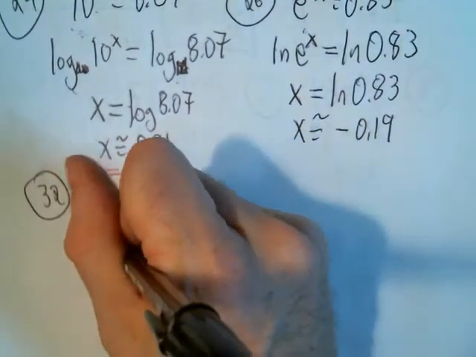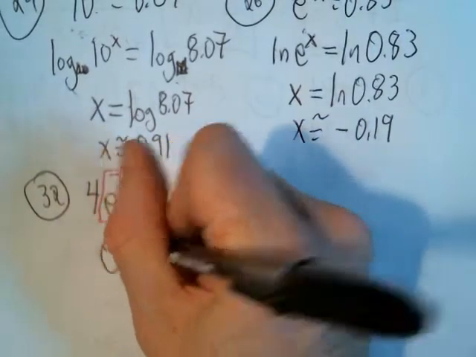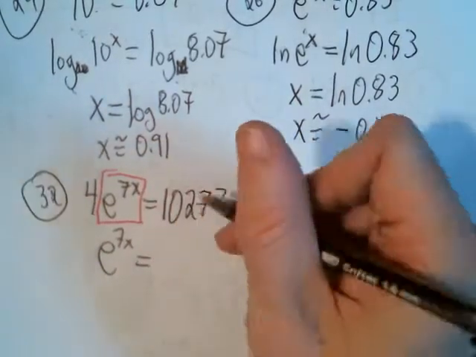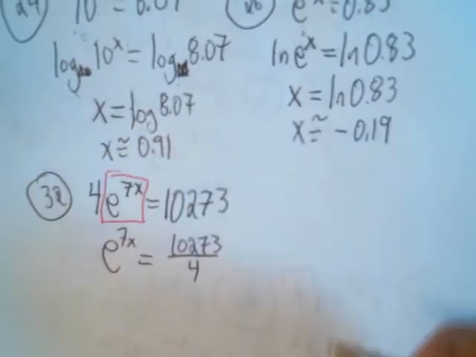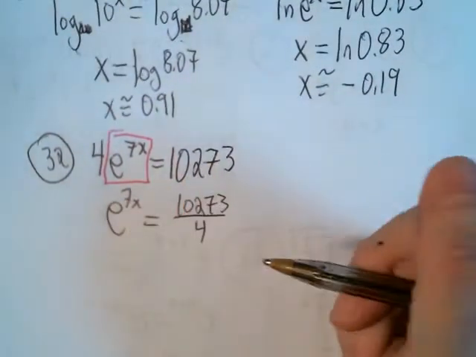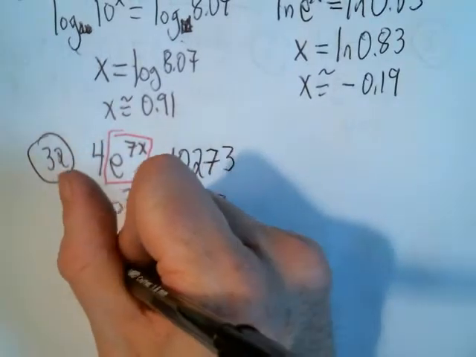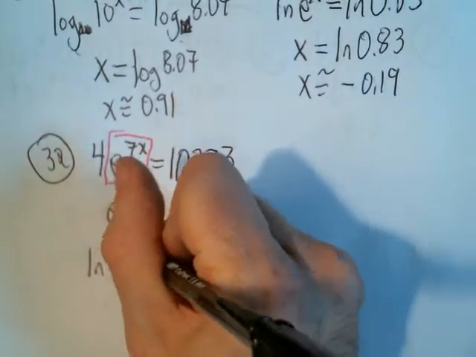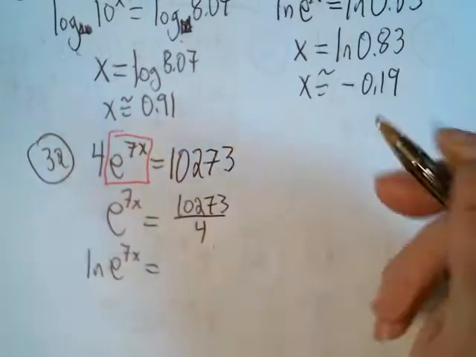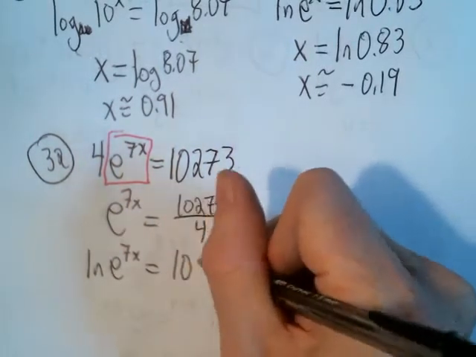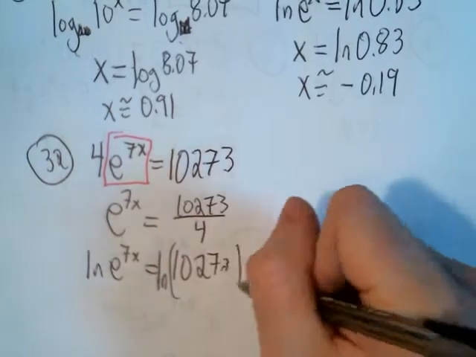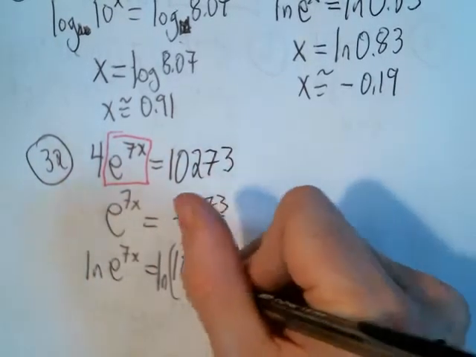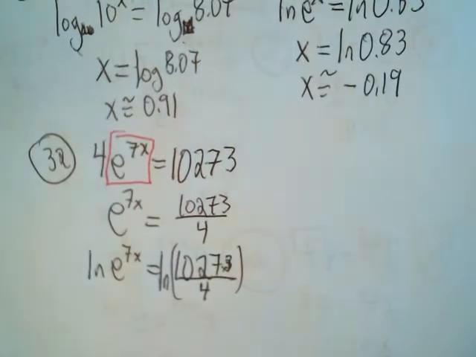So we'll divide both sides by 4. We'll have e to the 7x equals 10273 all over 4. And then you can take the natural log on both sides. So ln of e to the 7x equals ln, excuse me, ln of 10273 all over 4.